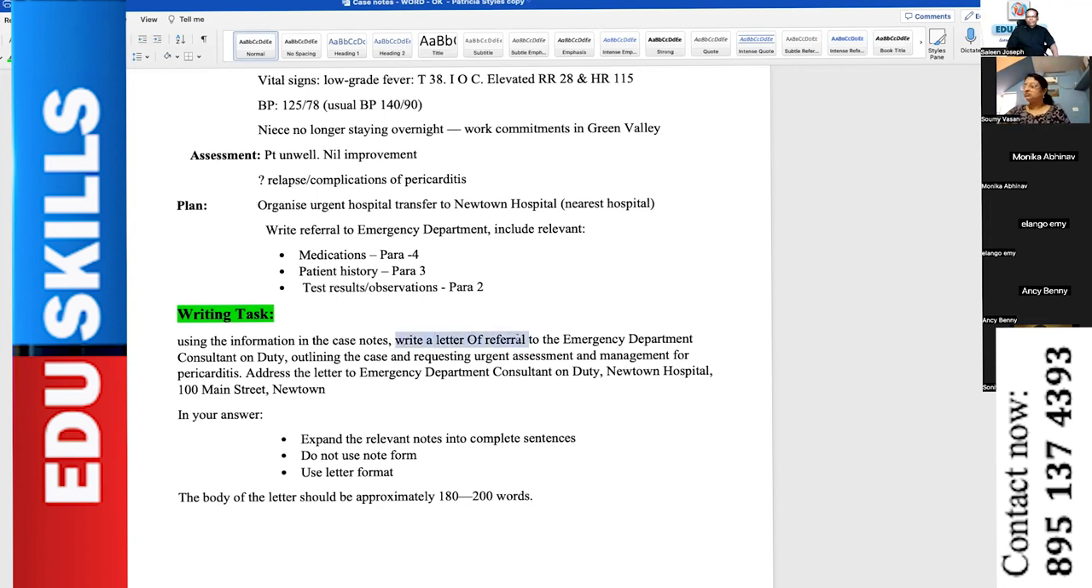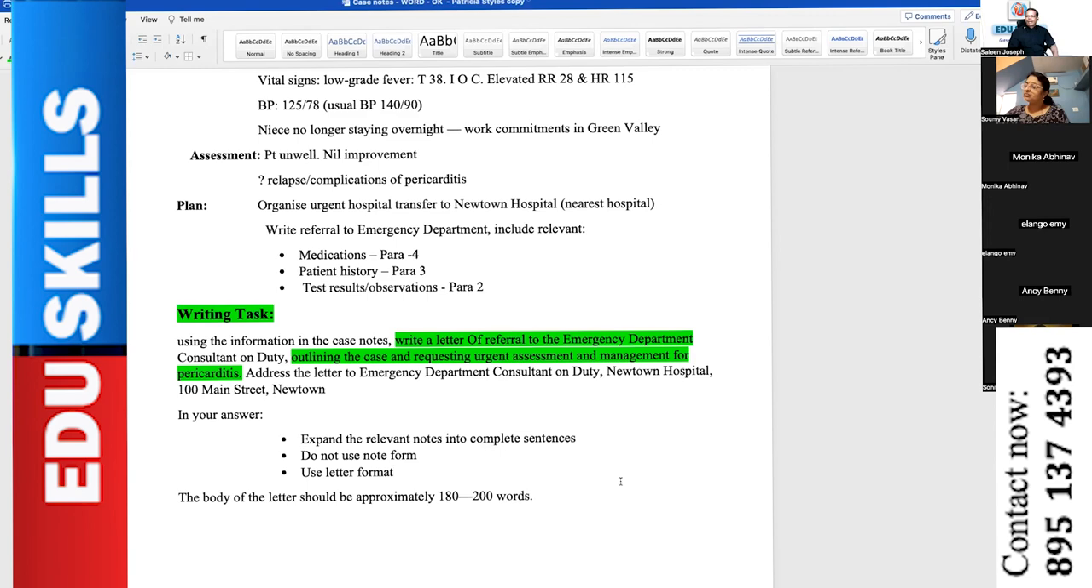So you are supposed to write a referral letter to the emergency department. Then you have the address and details. Outlining, what are you supposed to do? Outline the case and request urgent assessment and management for pericarditis. Now, next step, what you have to do in your practice is to adopt the first method here.